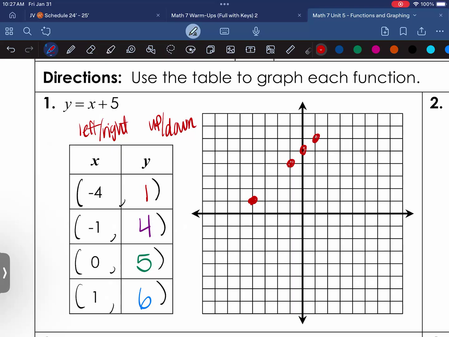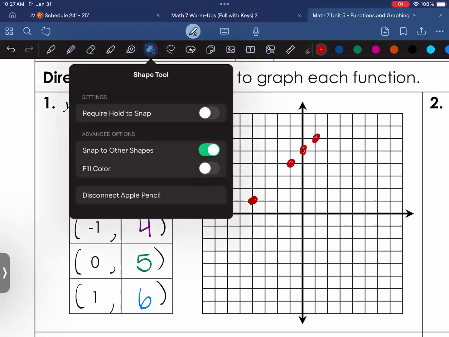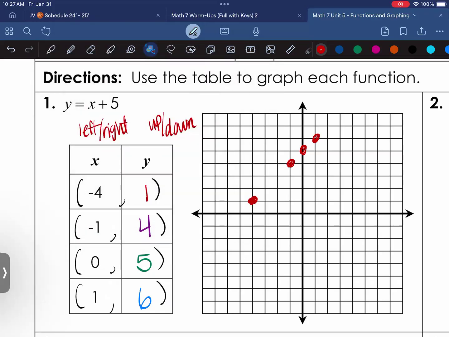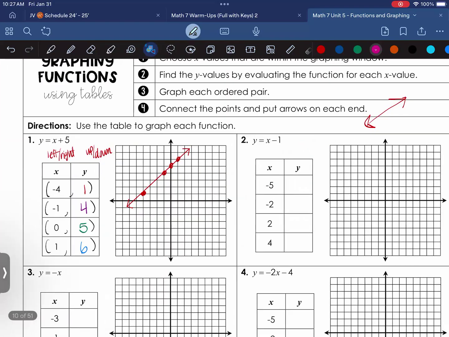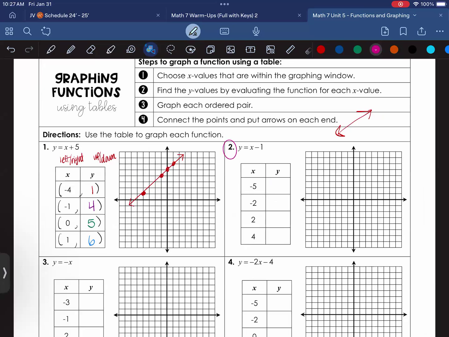Now, if you were to have plotted these points and it wasn't going to make a straight line, that means that you had a mistake somewhere, so you need to figure out what you need to fix. Now we're going to connect these with a line and then draw arrows at the end to show that it continues on. All right, so I just want you to go ahead and pause the video and try number 2 completely on your own. So pause that video if you didn't yet.